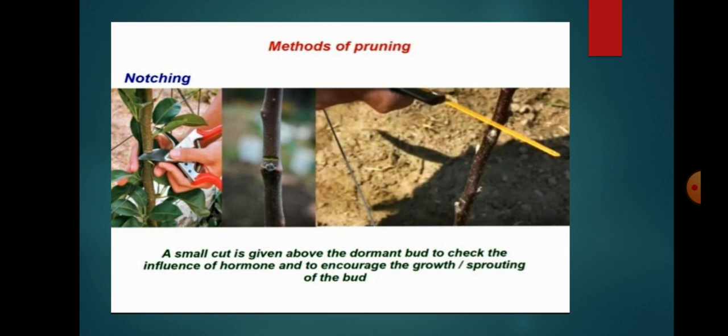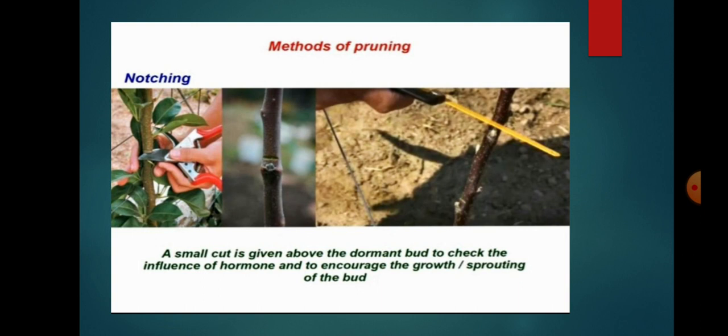The next method of pruning is notching. A small cut is given above the dormant bud. A single small cut is given to check the influence of the hormone on that bud and to encourage the growth and sprouting of the bud.